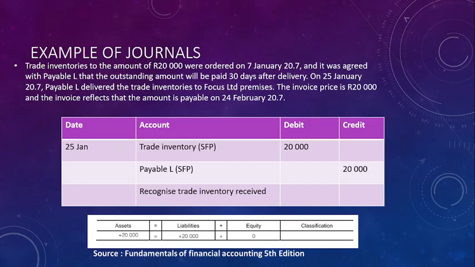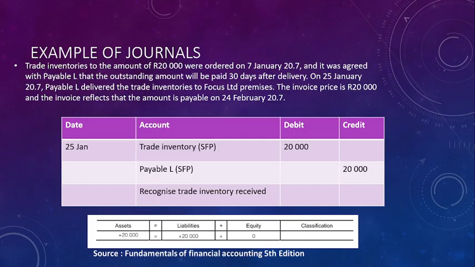And then you bought these inventories on credit. Why? Because you didn't pay immediately when you had it. You said that you're going to pay on the 24th of February. So you are going to recognize this on the credit side as payable L. It's a liability, right? It's something that you have to pay back. You owe these people the money. So you're going to write payable L. And then remember your brackets.